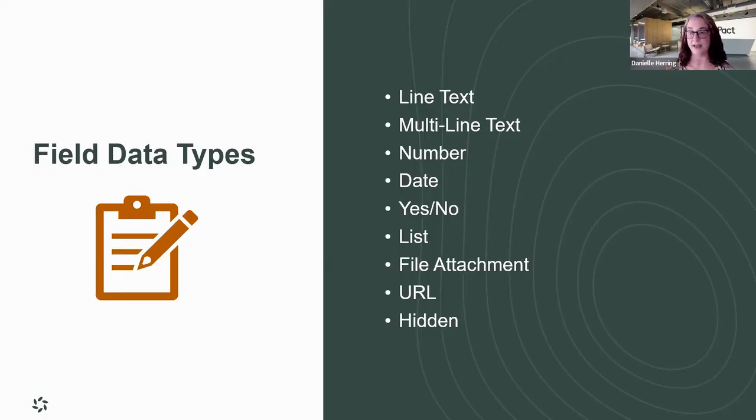File attachment allows users to attach files. You can put limits on file types and file sizes. URL allows the user to attach a URL. This is useful in place of attaching very large files. Hidden fields are fields that are not visible to the applicants. They would only be available to the reviewers.